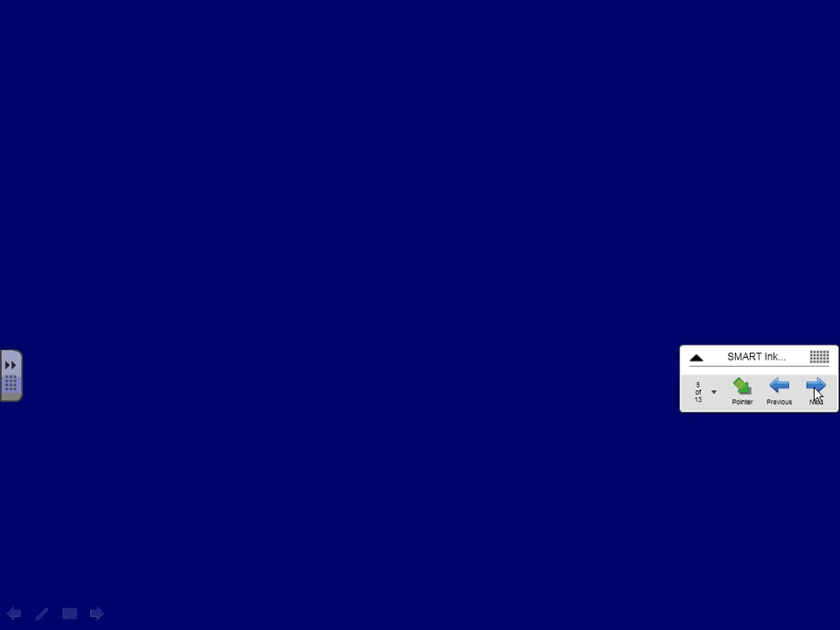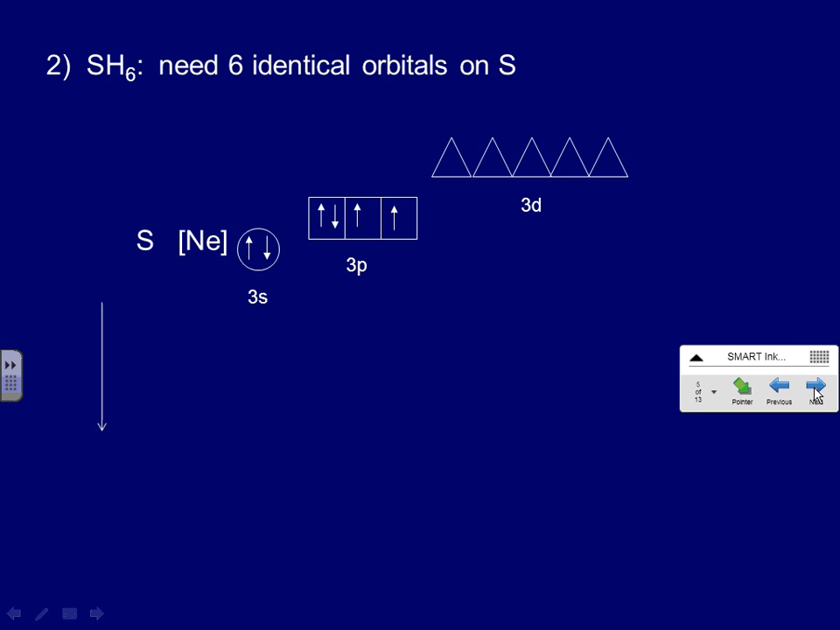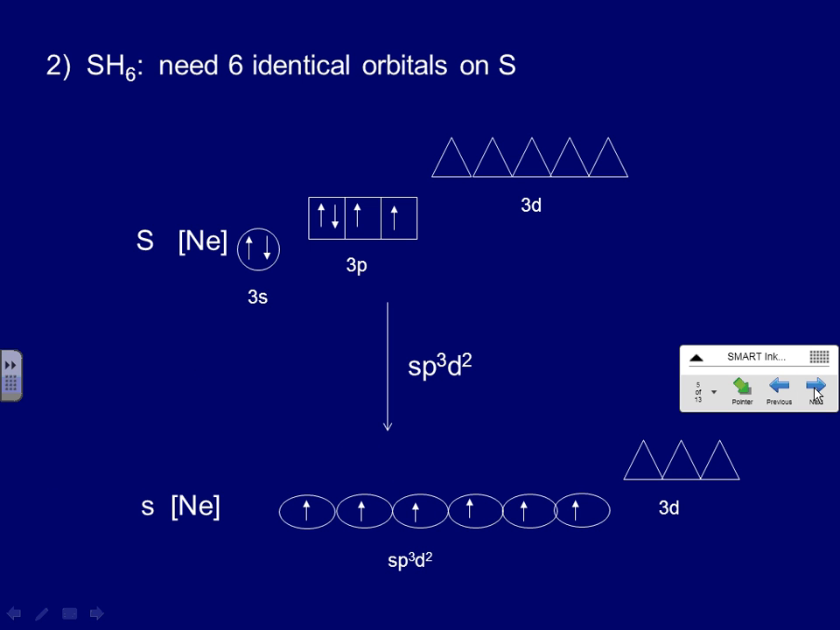So the next hybridization is sp3d2. In this case, I'm using sulfur with 6 hydrogens, sulfur hexahydride, I guess.